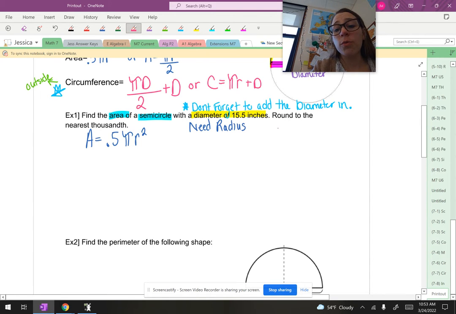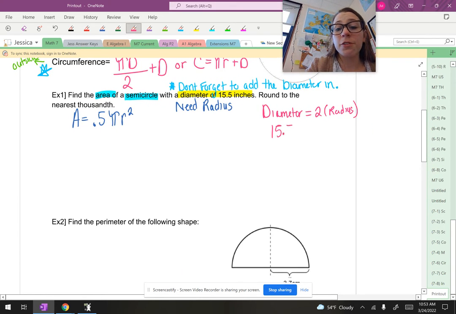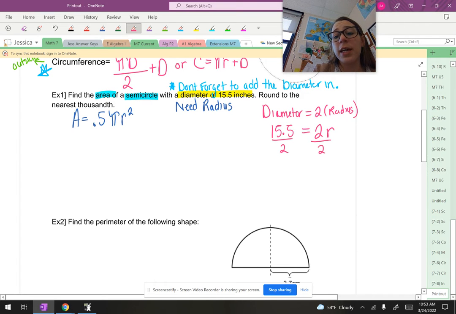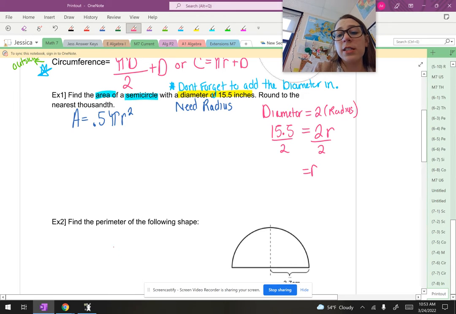But we know that a diameter is equal to 2 times the radius. So if I have the diameter of 15.5, that's equal to 2 times my radius, or 2 times r, I can find out what that radius is by taking that diameter and dividing it by 2, or cutting it in half. And 15.5 divided by 2 is going to give me 7.75. And that's for my radius.